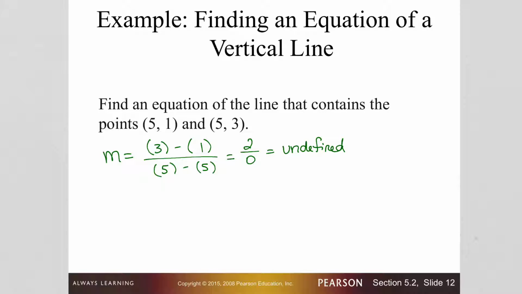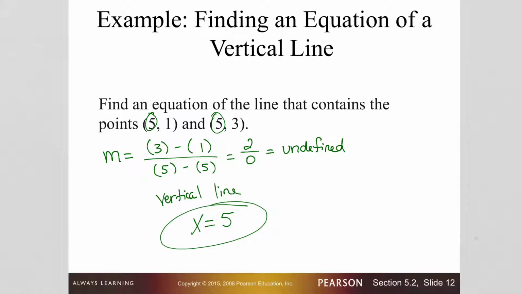And what kind of line do we have if we have an undefined slope? We have a vertical line. Why do I keep leaving off my C's? Okay, vertical line. And with a vertical line, you only have x in your equation. You don't have a y in your equation. And what does x equal in both of these points? X is equal to 5. That is the equation of this line.